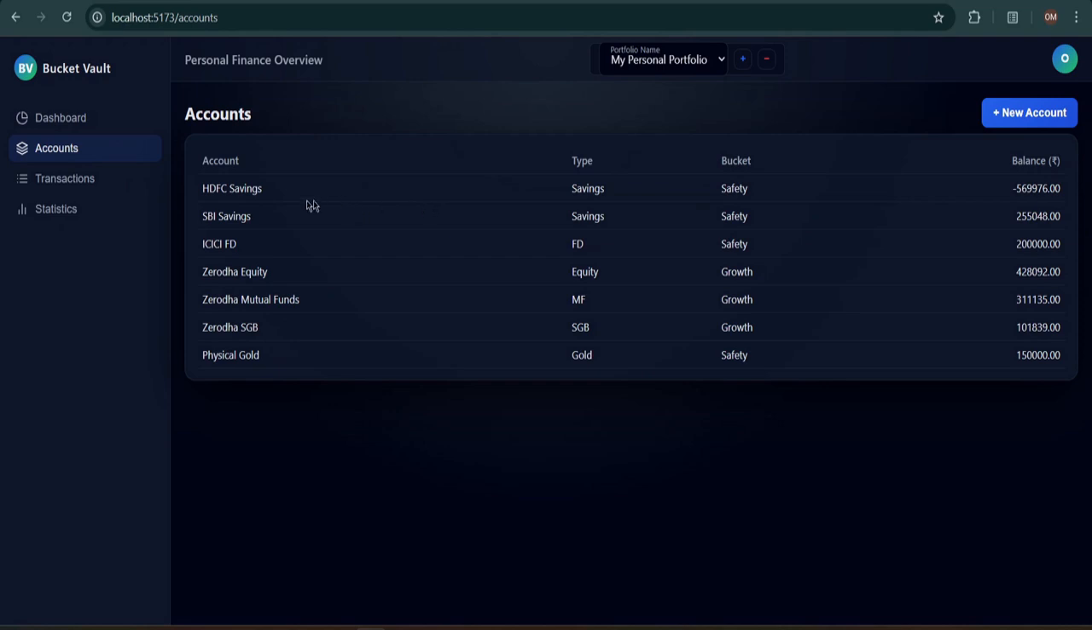Let me show you what accounts I have. I have an HDFC Bank savings account, SBI savings account, ICICI FD account. Would that go into my growth bucket or safety bucket? No, it is in the safety bucket because we consider this a safe investment. Equities is usually a growth-driven investment. Zerodha equity, Zerodha mutual funds, and SGBs are also considered growth, because we can change the bucket category anytime while creating an account. Then there is physical gold.